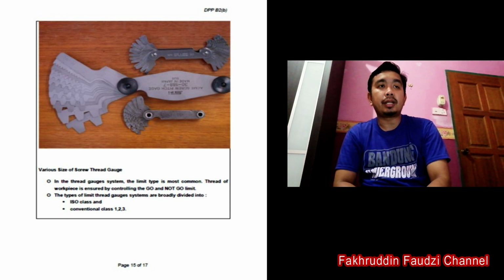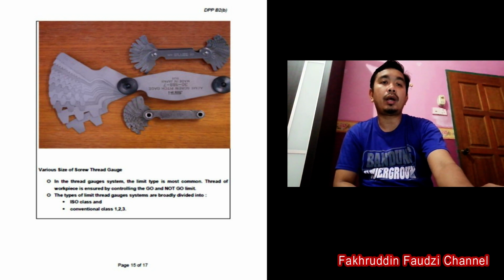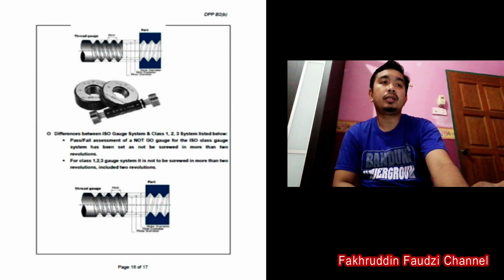Okay, in the thread gauge system, the limit type is most commonly used. The thread of the workpiece is ensured by controlling the go and not go limit. So the types of limit thread gauge system are broadly divided into two. First adalah ISO class and conventional class, itu 1, 2 and 3. So what is the difference between the ISO class and the conventional class? Okay, boleh tengok sini gambar rajah ni ada lagi. So kita akan tengok dia punya measurement lah.